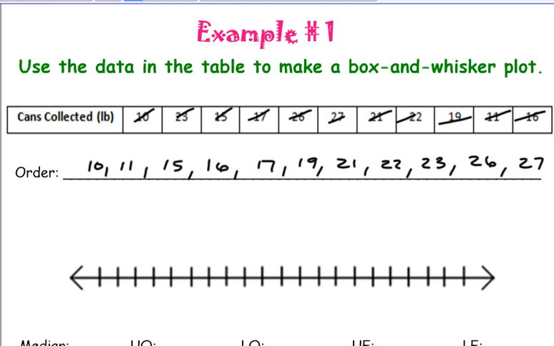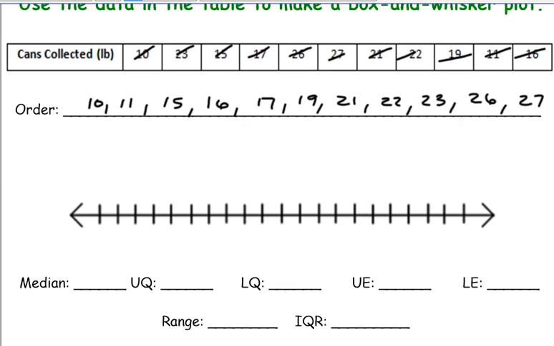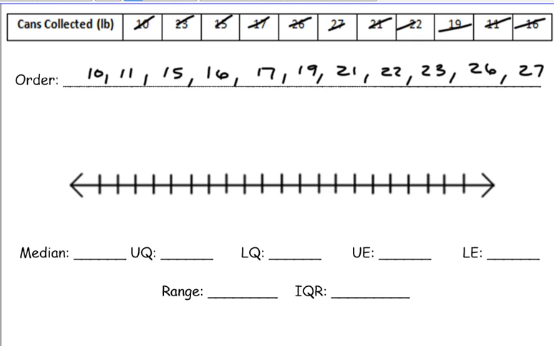All right, now we have them in order, okay? So the first thing I'm going to do is find my lower extreme and my upper extreme, okay? And let's see, upper extreme UE is 27, lower extreme LE is 10.